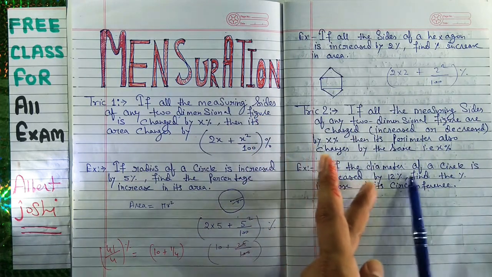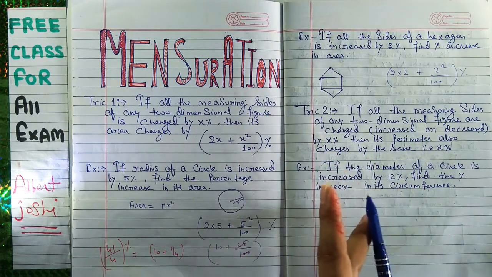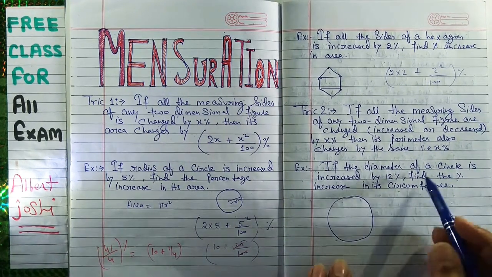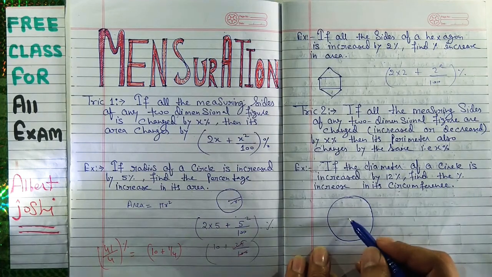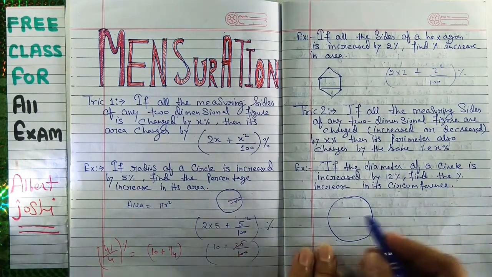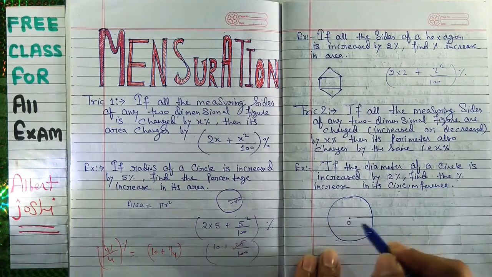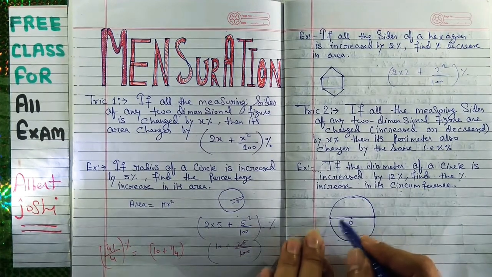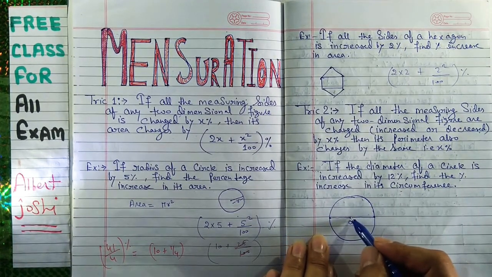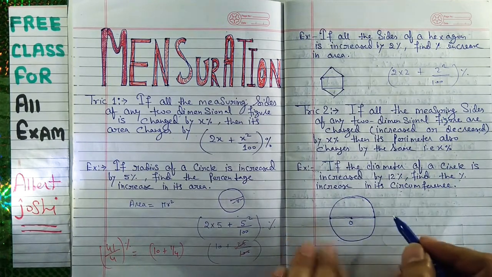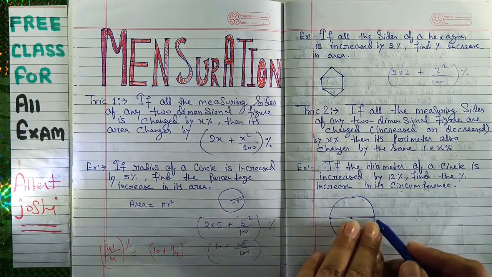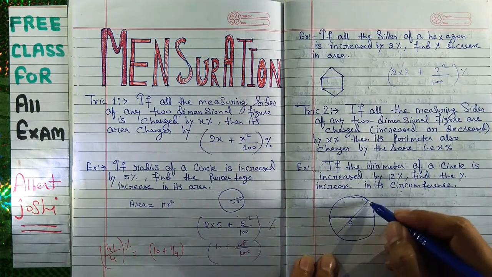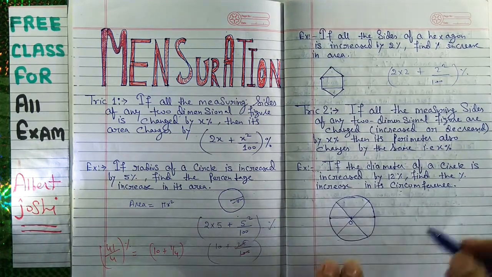If the diameter of a circle is increased by 12%, this is your circle. What is the diameter? This is your center, this is your radius. A line which passes through the center and touches one corner to another corner of the circle, that is the diameter. It may be this, it may be this, any side. All are diameters.